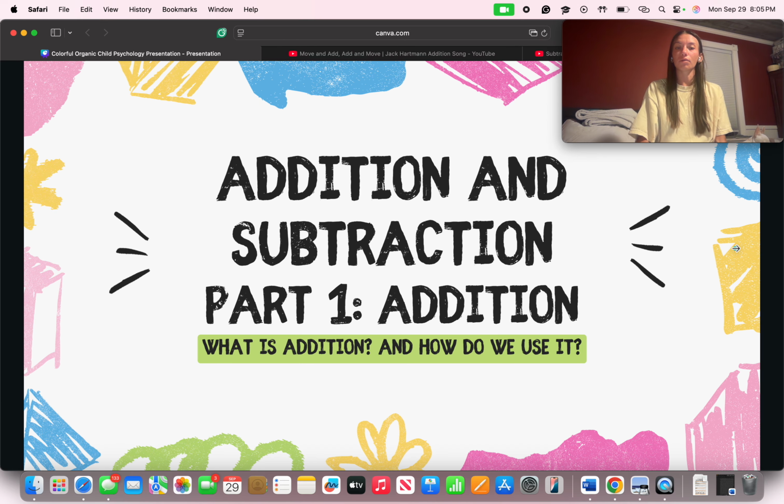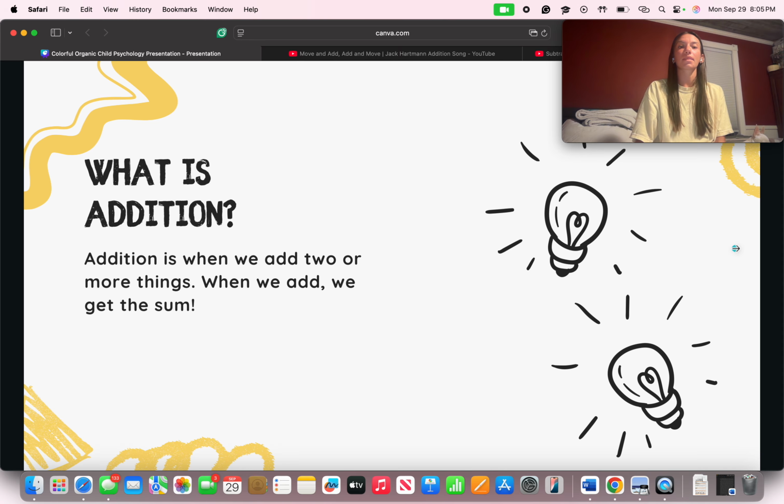To begin with, we will be discussing addition. What is addition and how do we use it? Addition is when we add two or more things. When we add, we get the sum. These things can be numbers, objects, food items, anything.